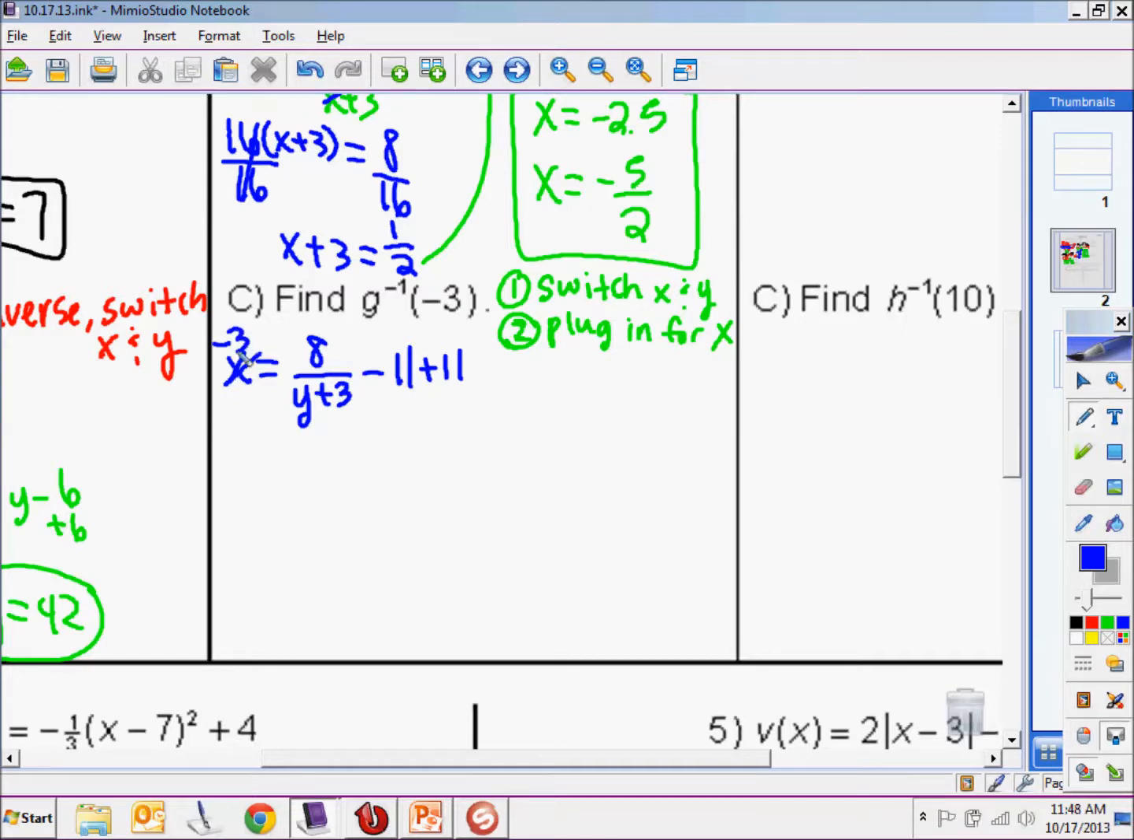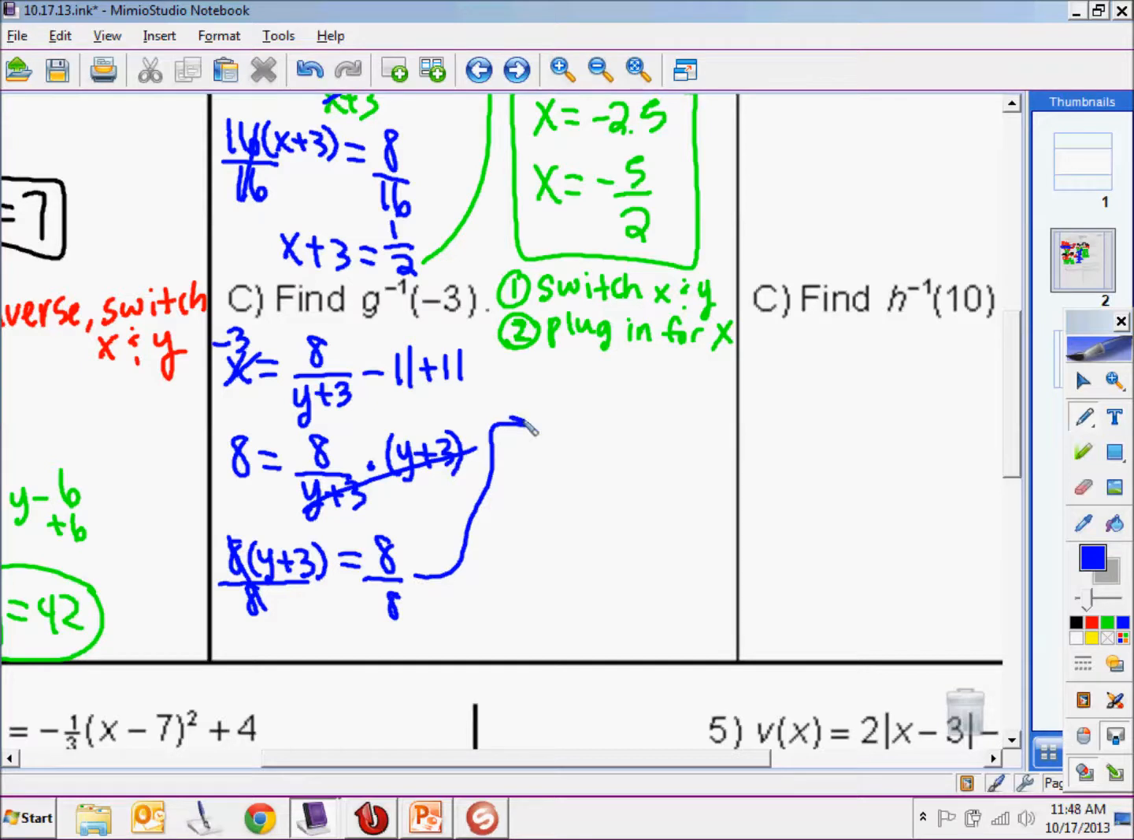All right. So negative 3 plus 11 is 8. So I have 8 equals 8 over y plus 3. Now what do I do? Multiply by the reciprocal. So now I have 8 times y plus 3 equals 8. Now what can I do? Divide by 8. And what's 8 divided by 8? 1. So I now am down to y plus 3 equals 1. Final step. Minus 3 and y equals what?